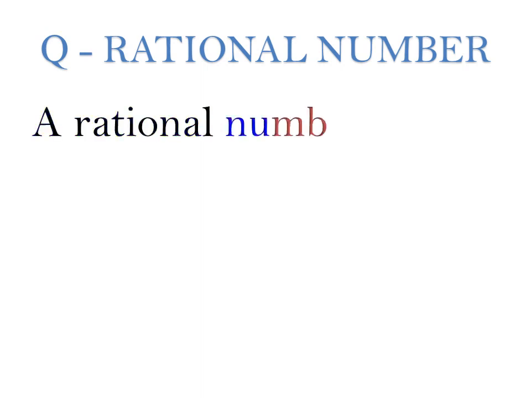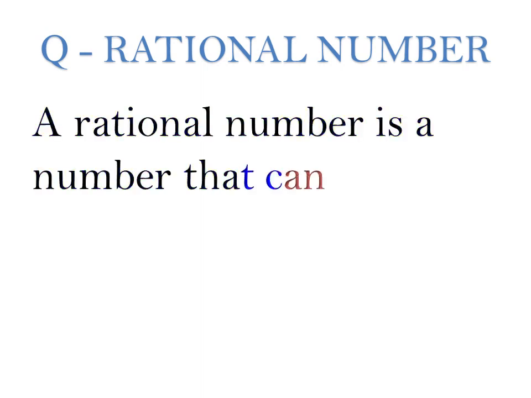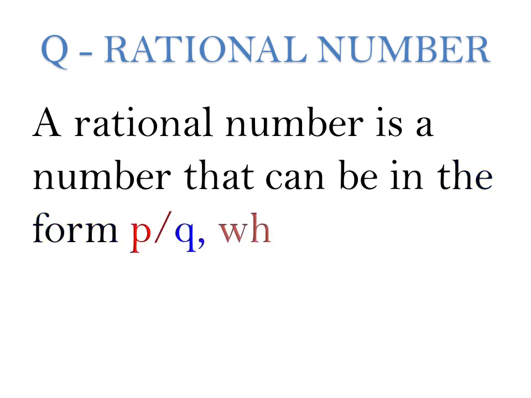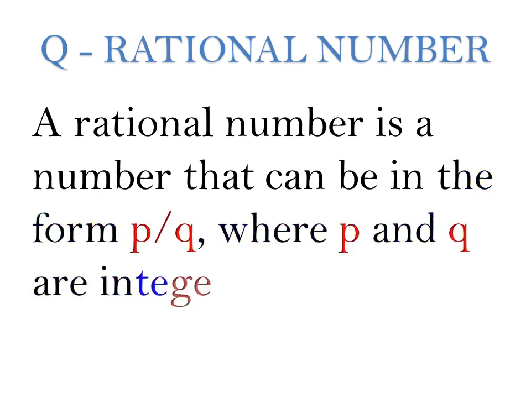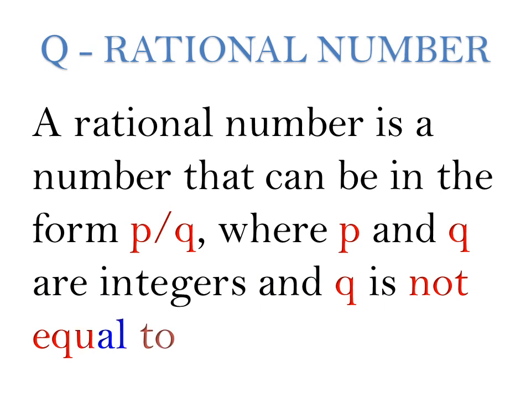The definition of rational number states that a rational number is a number that can be in the form p by q, where p and q are integers and q is not equal to 0. I repeat, a rational number is a number that can be in the form p by q, where p and q are integers and q is not equal to 0.